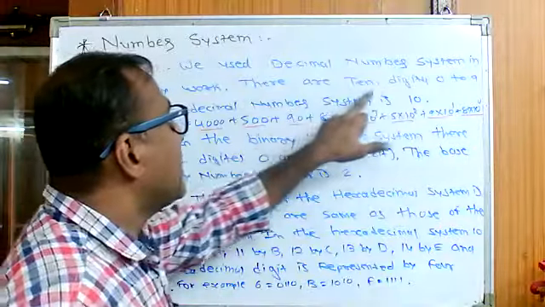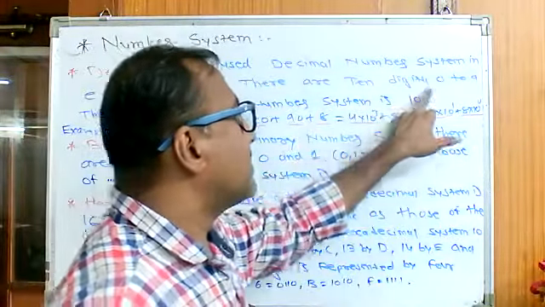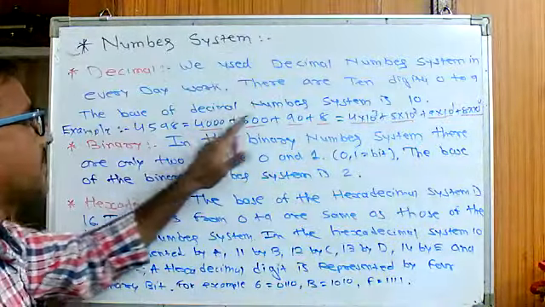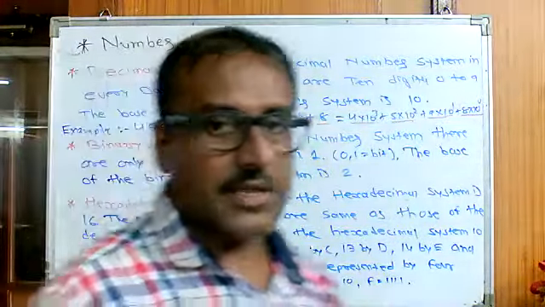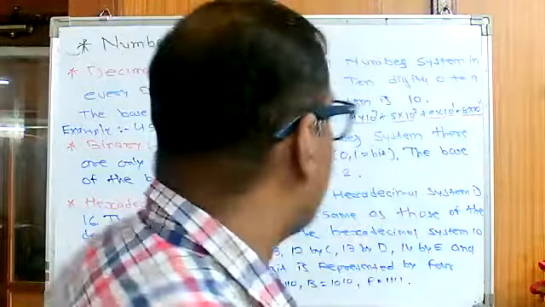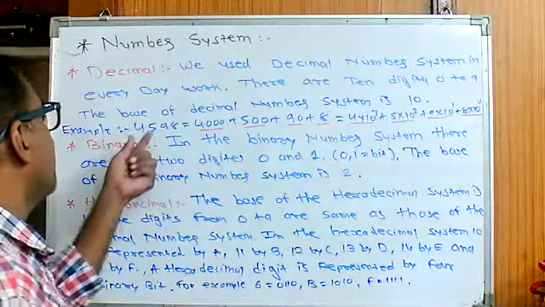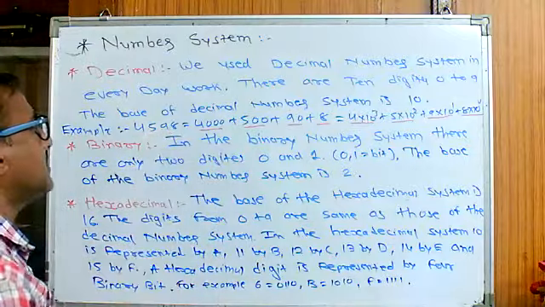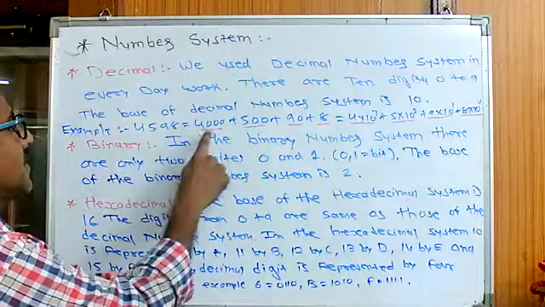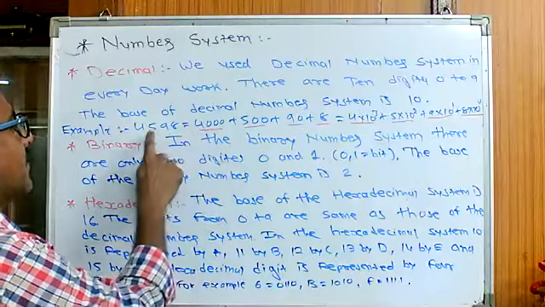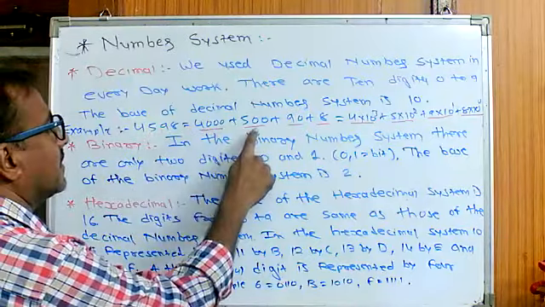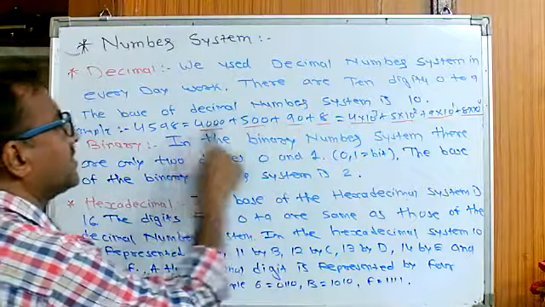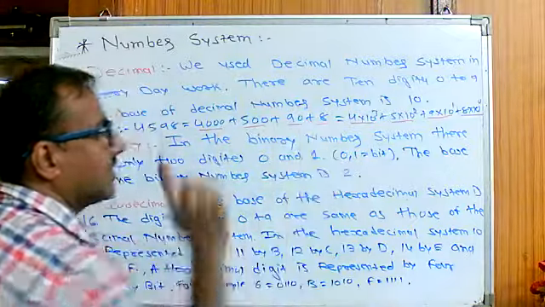There are 10 digits, from 0 to 9. The base of the decimal number system is 10. For example, in 4598, 4 is in the thousands position, 5 is in the hundreds position, 9 is in the tens position, and 8 is in the units position.